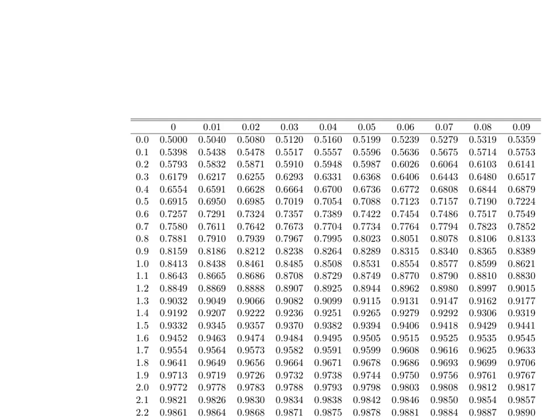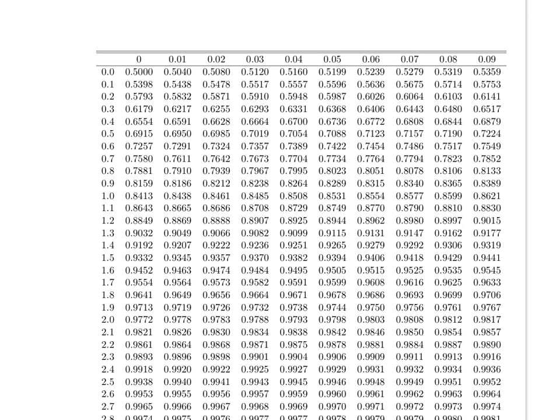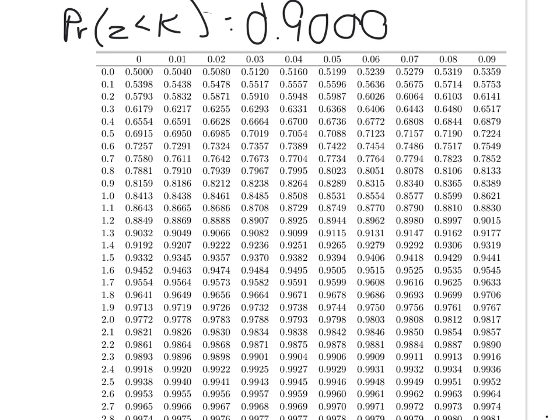And in that case, I'm looking for the closest value to just plain old 0.9000. So I have the probability that Z is less than... sorry, let me erase that. Sorry about that. I forget I have an eraser on this. Probability that Z is less than K is equal to 0.9000.